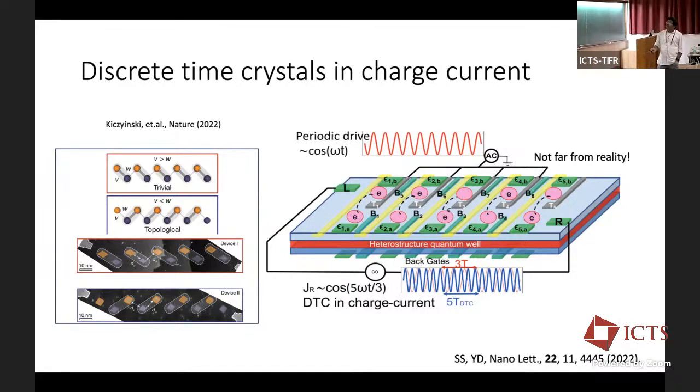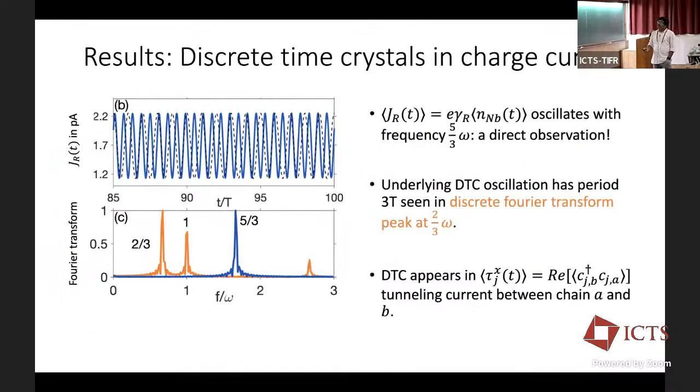Recently I figured out that there is an experiment implementing the SSH model on a quantum dot array setup. As you can see, their setup is architecture-wise quite similar to a ladder structure, and they also have a source and drain. The only non-trivial part would be to have the interchain hopping periodic and to implement the spin agnostic, chain-wise, ladder-wise dephasing. If that can be implemented, then the discrete time crystal is seen in charge current. I drive the system and I see charge current oscillating in time, giving me a 5/3 omega frequency.